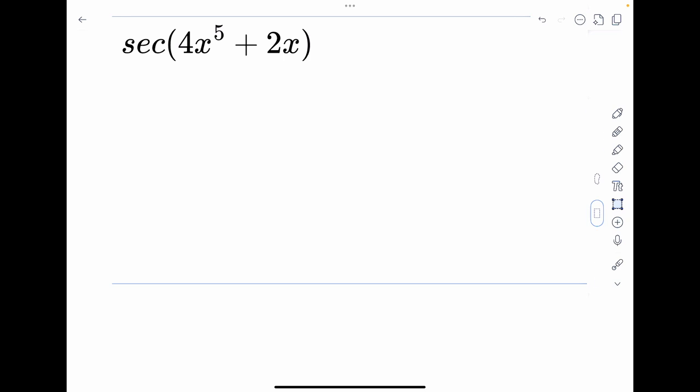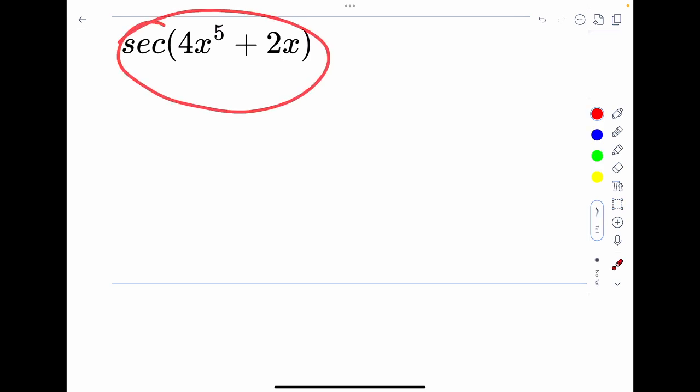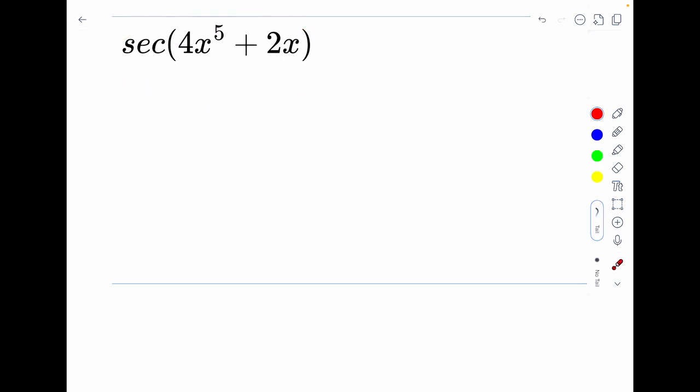Now we've got an example that says sec of 4x to the power 5 plus 2x. So if we have y is equal to sec of 4x to the 5 plus 2x, what do we do here? Well, first we need to identify what is the outer function. That is sec. What is the inner function? That is 4x to the 5 plus 2x.